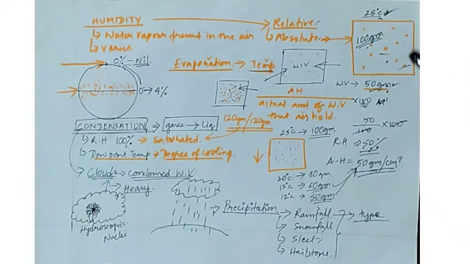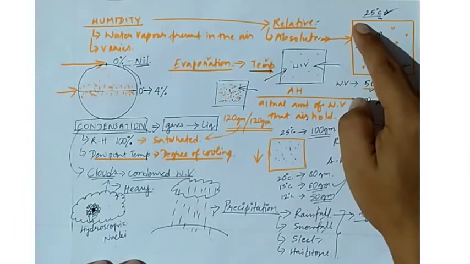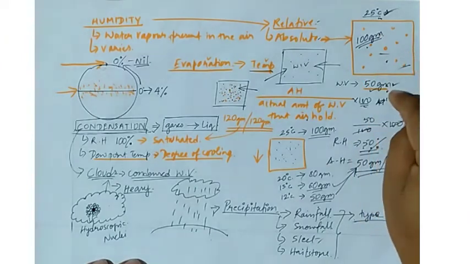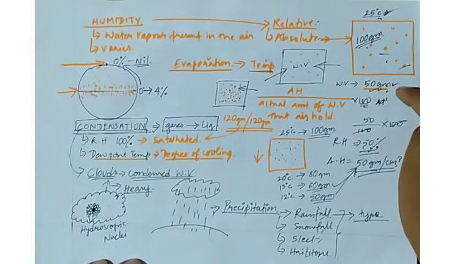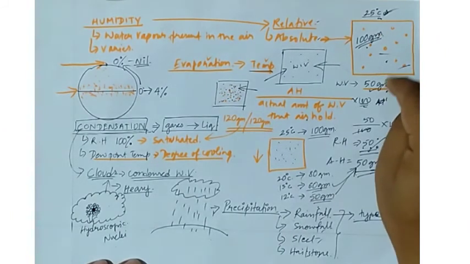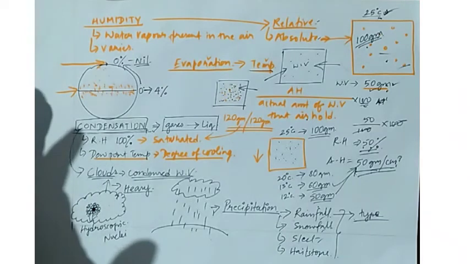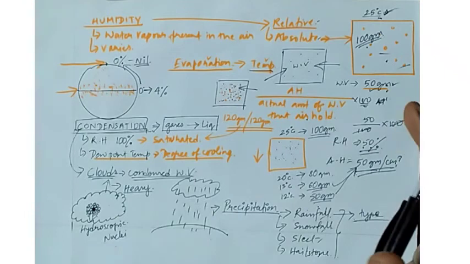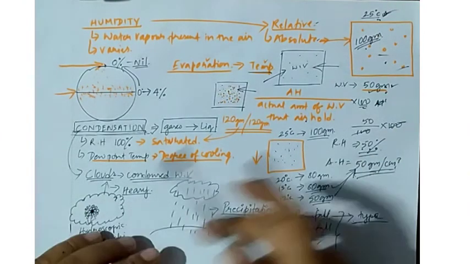For example, a given volume of air is there, and the actual amount of water vapor which is present in that particular given volume of air at a given temperature is known as absolute humidity. For example, this is a certain volume of air given to us, and the water vapor which is present right now is 50 gram at the given temperature 25 degrees Celsius. So this is your absolute humidity, means 50 gram is the absolute humidity of this particular air. Now for example, take the room which you are sitting in right now. Let's say the room temperature is 30 degrees Celsius. So at 30 degrees Celsius, whatever the water vapor present in your room right now, that is your absolute humidity.